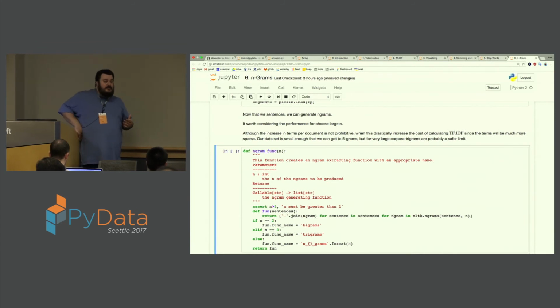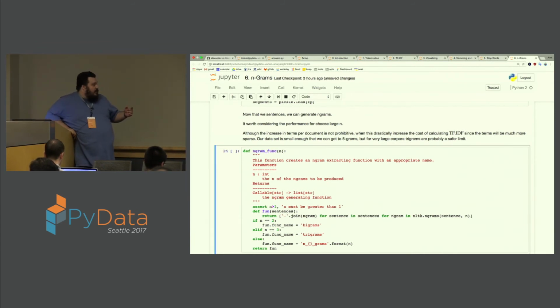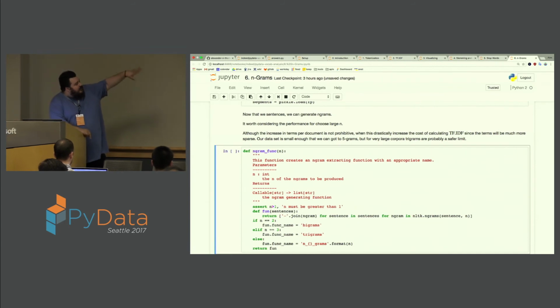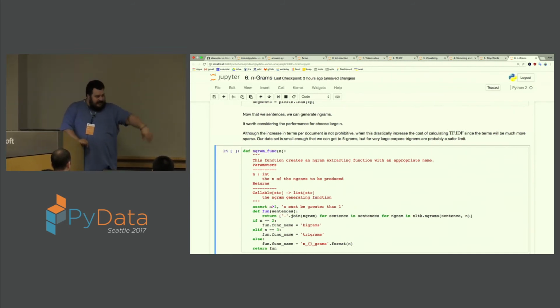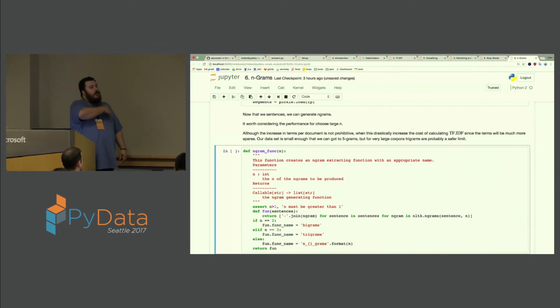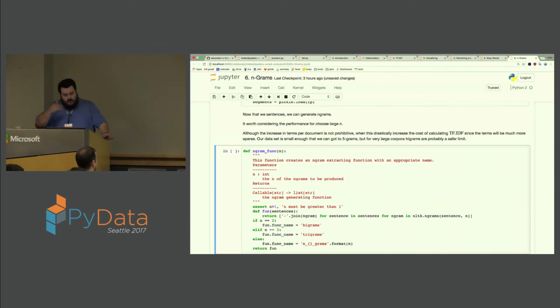NLTK comes with a function for generating n-grams, but you need to give it n. But I don't want to have to make a long call to NLTK.ngrams, so I'm just going to make this function that wraps it. I'll pass it an n, and it will give me a function back, and then I'll take that function and run it over the data frame.